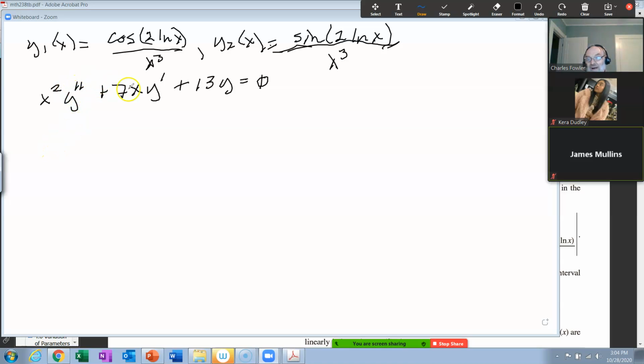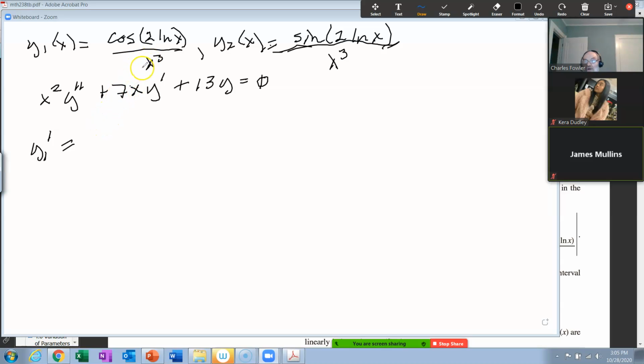Okay, what is y1 prime? That's going to be a quotient rule at best. You could do it as a product rule. Which would you prefer, quotient or product? I really don't care too much. Anybody? Well, let's go with quotient rule since it pretty much is a quotient.